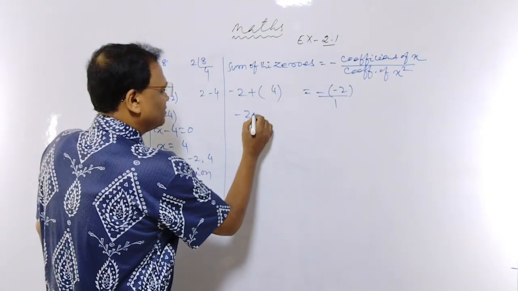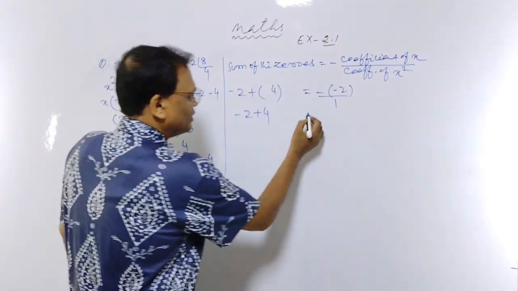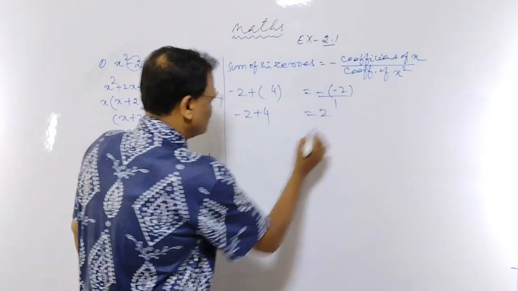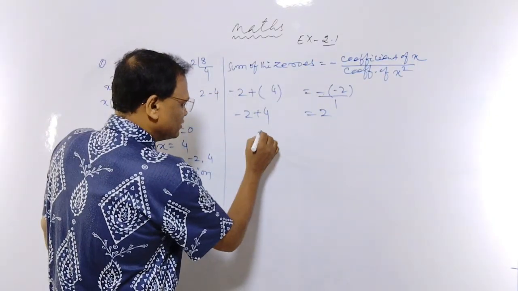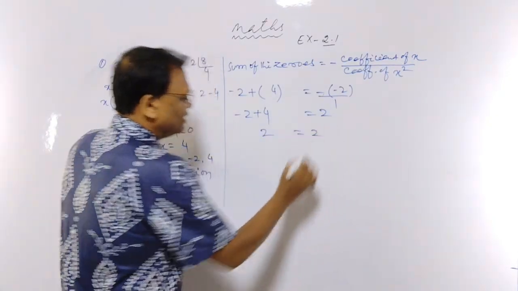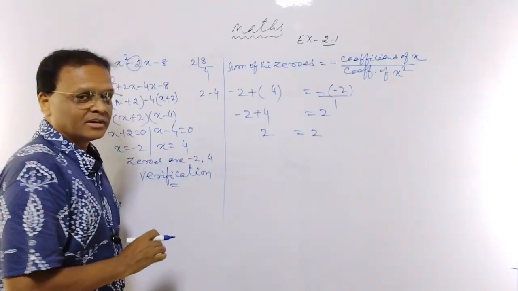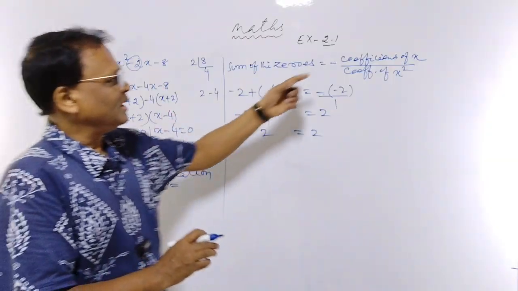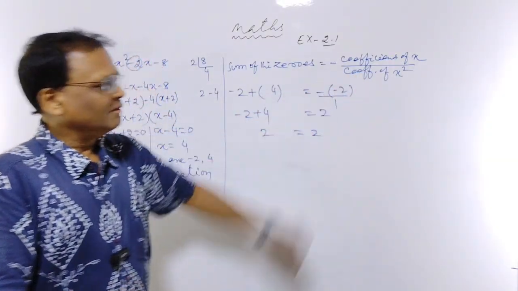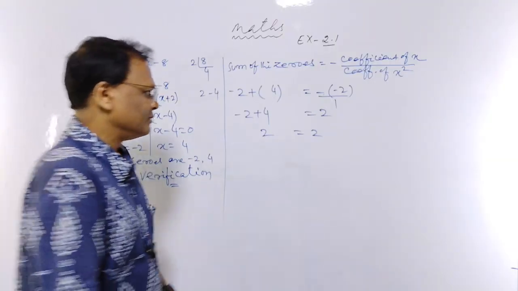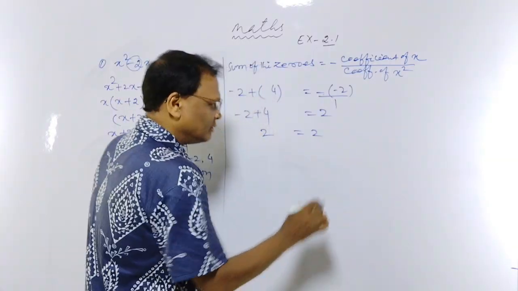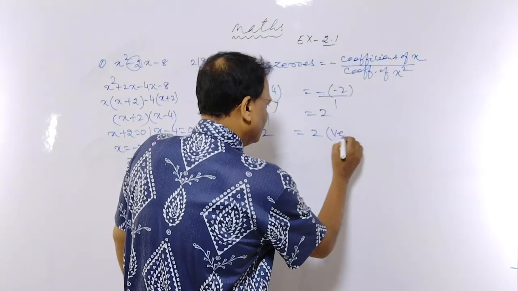So minus 2 plus 4. This side what I am getting? Minus 2 minus plus 2. Minus 2 plus 4 is only 2. So therefore, this is verified. Which one verified? Sum of the zeros is equal to minus of coefficient of x divided by coefficient of x square. This is verified. So I can write this is verified. Better if you need, you can write.